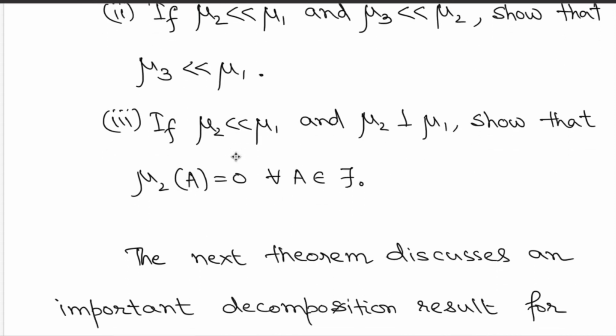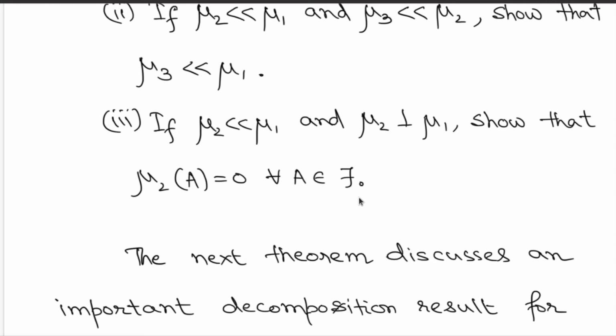Alright, and the final statement says forget about mu3, look at mu1 and mu2. If it so happens that mu2 is absolutely continuous as well as mutually singular with respect to mu1, then you can try to show that mu2, that measure, assigns 0 mass to all the sets. So this is the 0 measure. Okay, so this you can try to check. This is what connects mutual singularity and absolute continuity of measures.